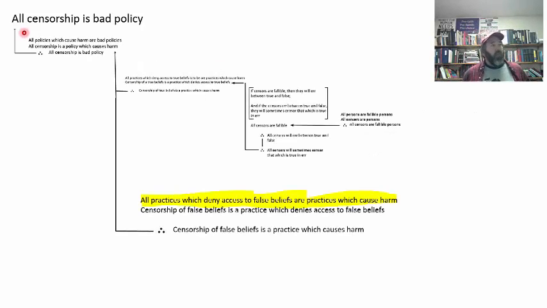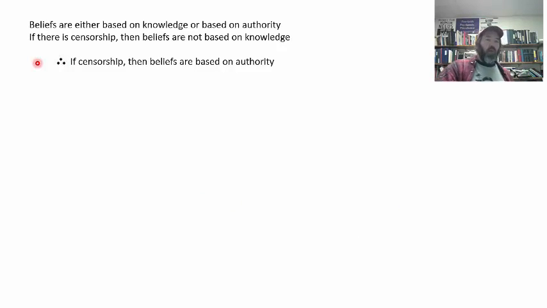But if Mill only proves that censorship that denies access to true beliefs causes harm, then he hasn't proven that all censorship is bad policy. He's only proven that some censorship is a bad policy. So Mill also has to prove that even if we know something is false, it's wrong to censor or deny access to that information too. This is a really fun, complicated argument. I like this one a lot.